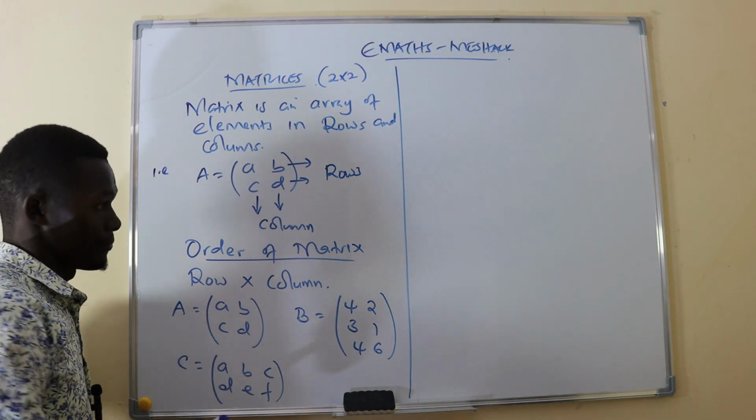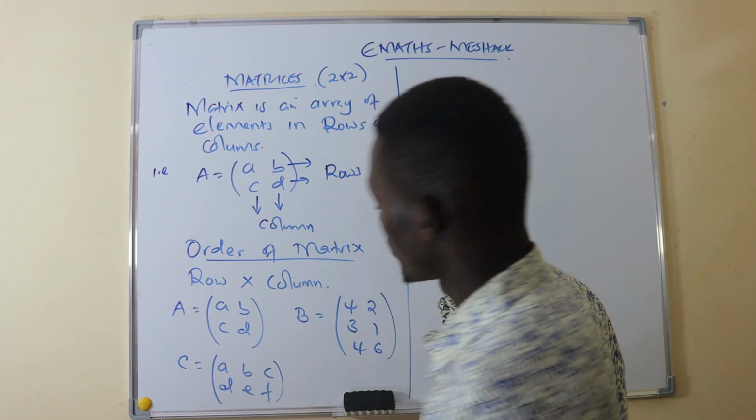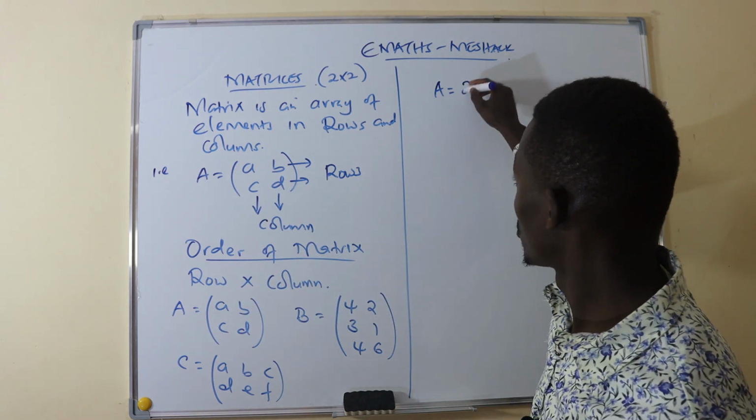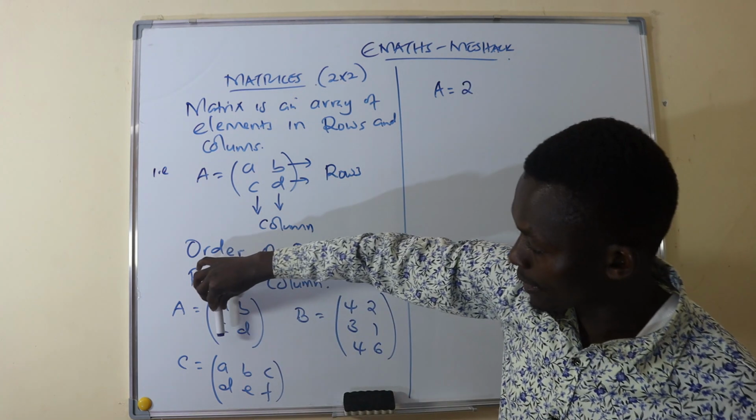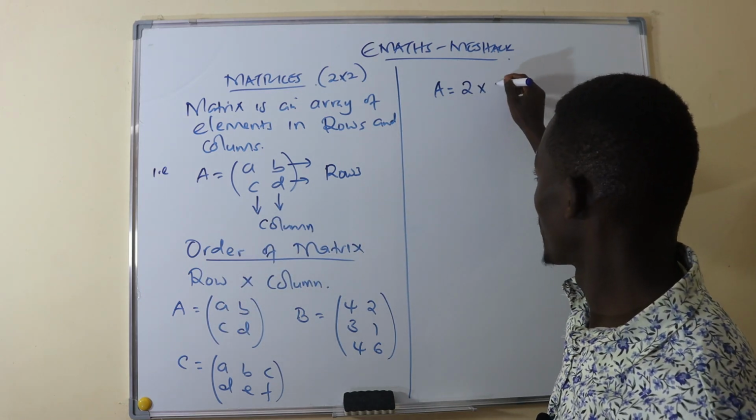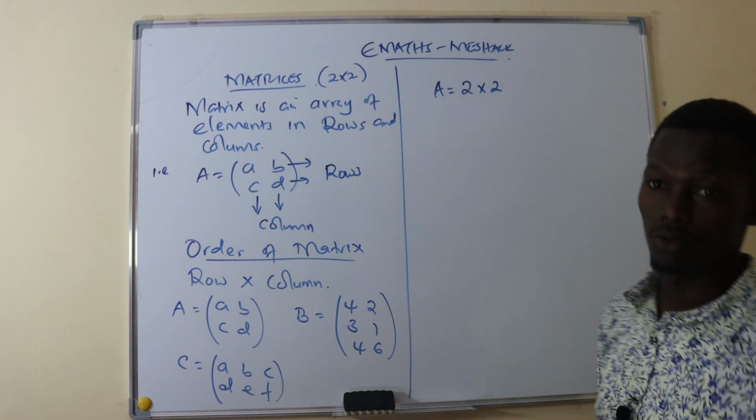So let's see with A. You can get the order of matrix A. How many rows do we have? 1, 2. So it has 2 rows. How many columns going down? 1, 2. So this one is a 2, then you say by 2. The cross there just indicates by. So it is a 2x2 matrix.